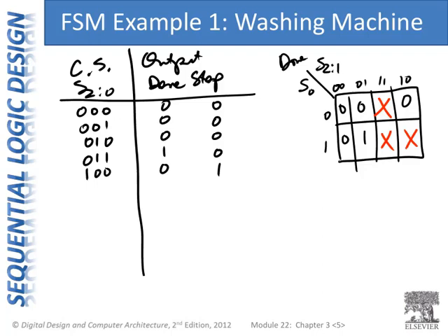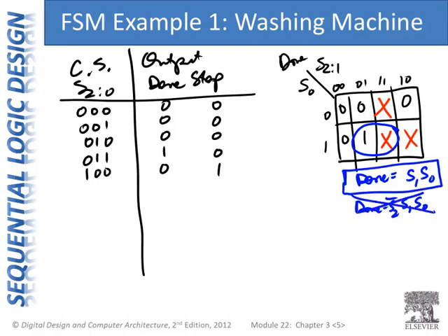And so we look at the done signal, and we can see that, oh, okay, well, we can circle those two. And we end up with done equals S1 and S0. Without using the don't care, we would have gotten done equals S2 bar, S1, S0. But using don't cares, we can minimize that a little bit more. We get done equals S1 and S0. So now we can do the same thing for stop.